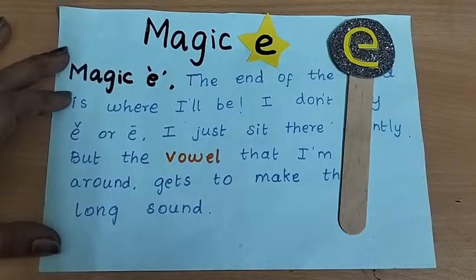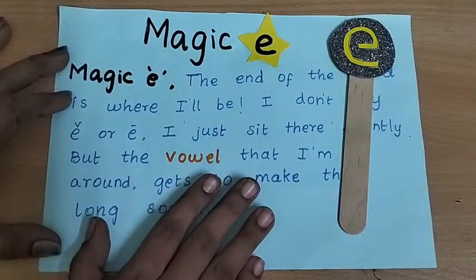The topic is the magic E rule. So already we have learned the sounds of the alphabets, the blending of vowel and consonant, three-letter word reading, everything. So after that, after long vowels, what we'll be learning is the magic E rule.